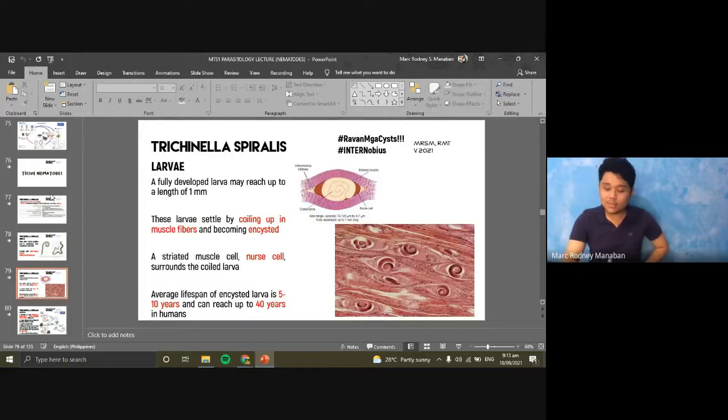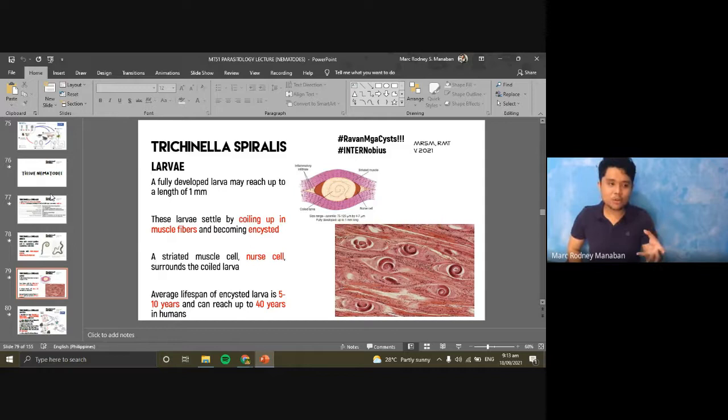Now we go to the larva. Again, as we have mentioned, the larva of Trichinella spiralis encyst within your striated muscles, especially skeletal muscles. And usually they are in your active muscles. So which are the active muscles? In the jaw, in your extremities, in the arms, in the legs, alright? Because usually in these active muscles the blood supply is in the greatest amount, so there is plenty of blood supply.